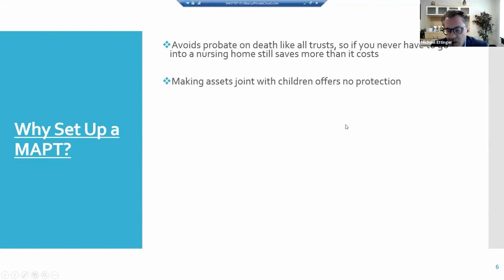Assets joint with the spouse are all available for the care of the ill spouse because Medicaid considers spouses as one unit.